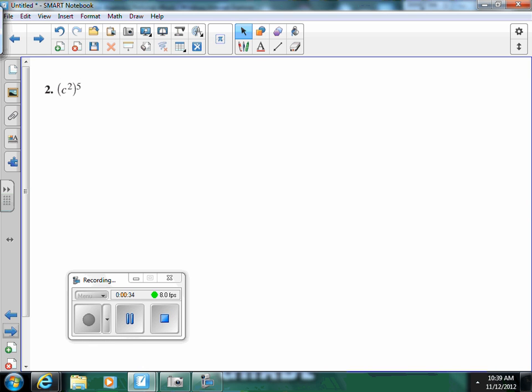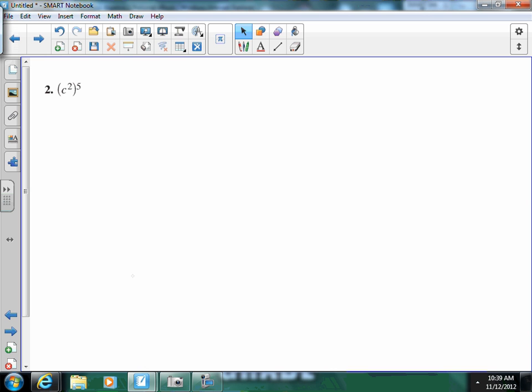Question 2. C squared to the 5th becomes the same thing. We multiply our exponents together. We get c to the 10th. Nice easy one as well.